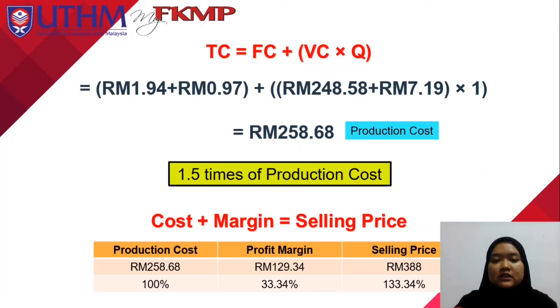So the total cost of the production for the grain washer is RM258.68. So we decided to get a profit margin which is 1.5 times of the production cost. Thus, the selling price will be RM388.